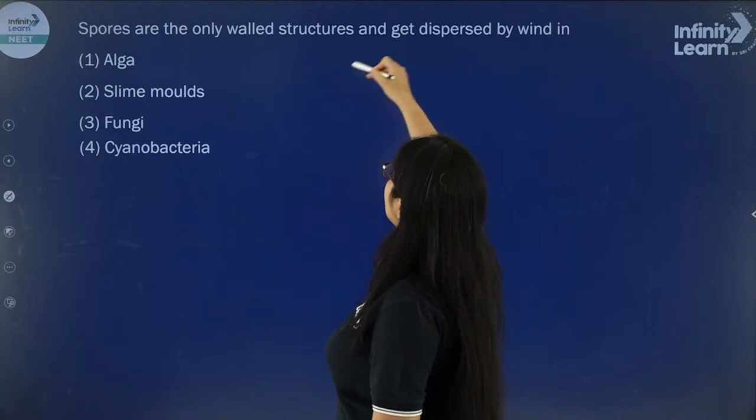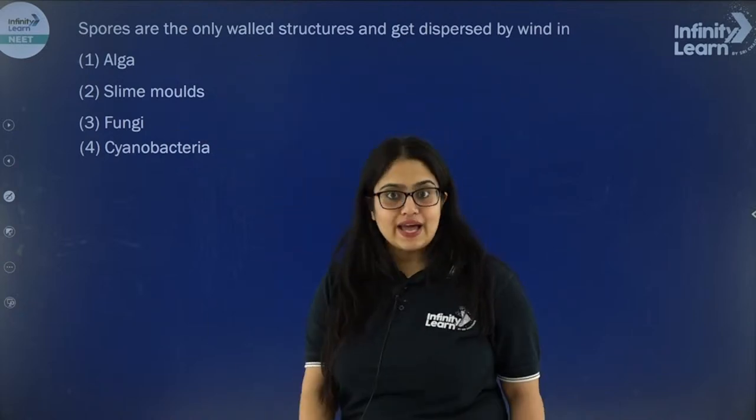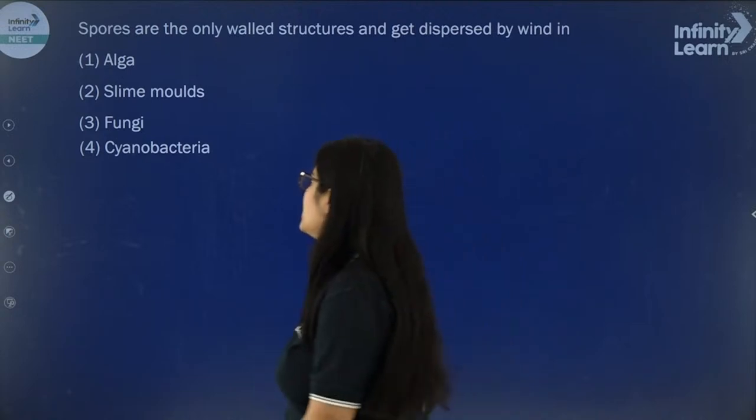So spores are the only walled structure and get dispersed by the wind. This is a characteristic of slime mold. This line is given in NCERT. Please remember this.